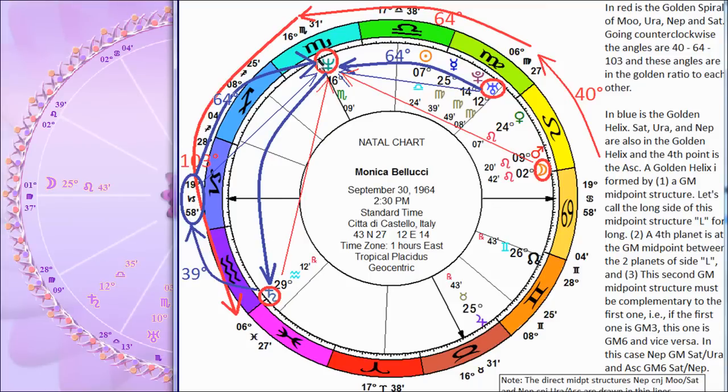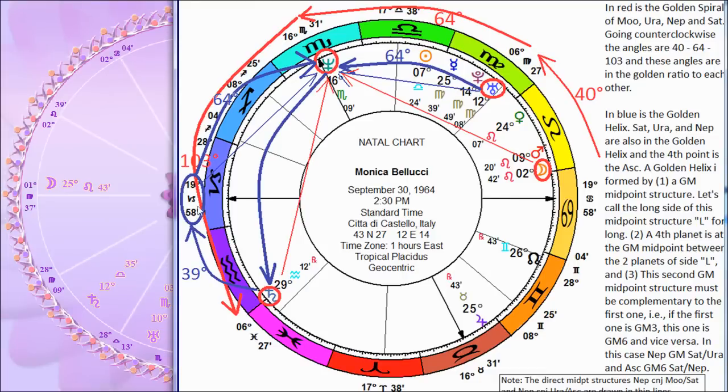So you take the longer one, and if there's a planet making a golden mean midpoint between Saturn and Neptune, but we want it to go in the opposite direction. So instead of long to short going clockwise, we want short to long, and that's exactly what happens. The ascendant is 39 degrees, rounded off. It's 39 degrees from Saturn to the ascendant and 64 degrees from the ascendant to Neptune.